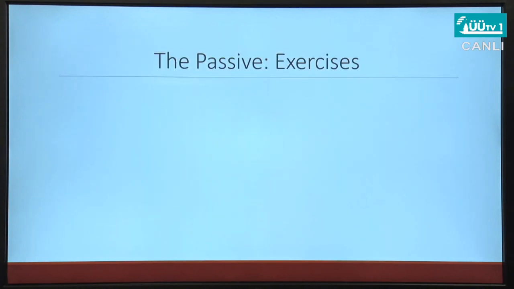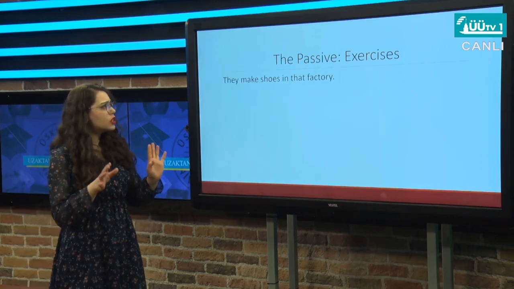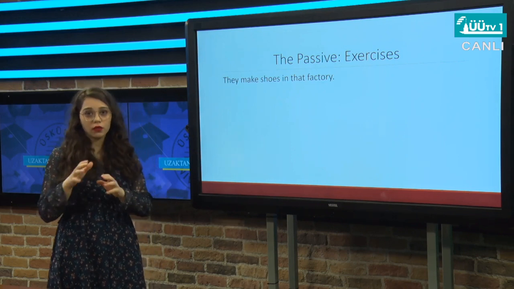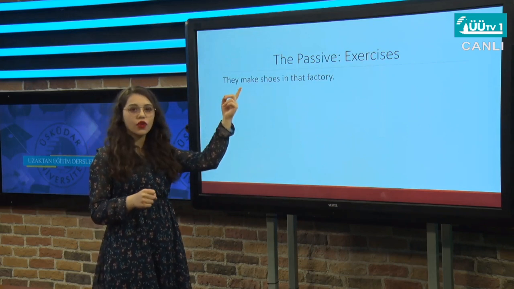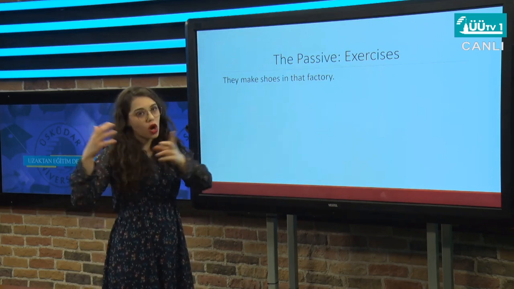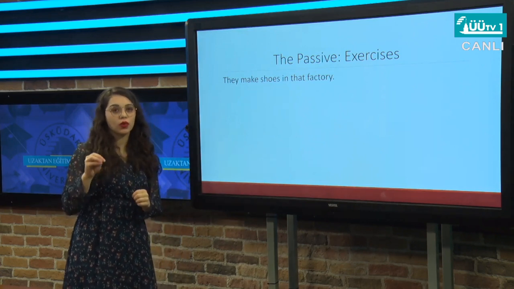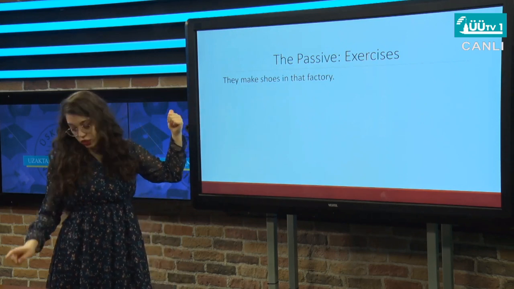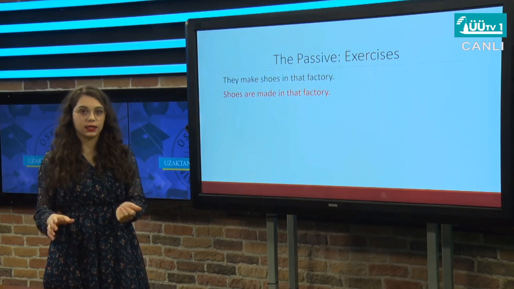Okay, let's make some exercises about this passive. For example, they make shoes in that factory. This is an active voice. How do we know that? We have this subject here, they, and we have the verb make and shoes object here. So when we want to turn this into a passive voice, what we do is that we turn the object into subject. So shoes are made in that factory.